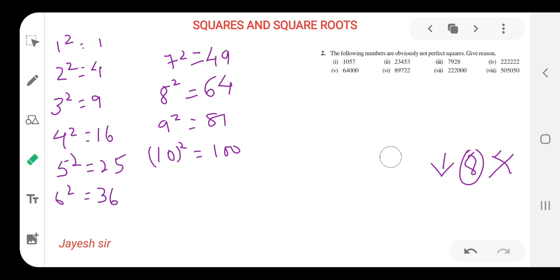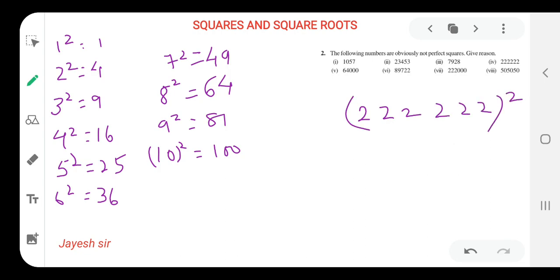So friends, if you are capable of solving by your own, pause the video and try to solve by your own. 222222 has 2 at the unit place. Sorry, square, we don't need to find the square. We cannot find 2 at the unit place of any square, or the square of any number cannot end with 2 at its unit place. That's why it cannot be the square of any number.